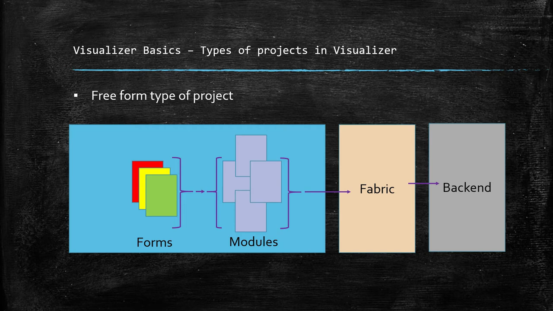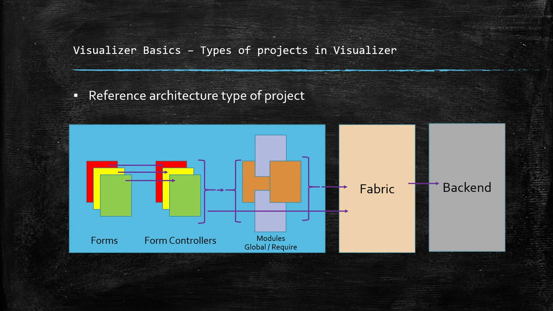So this is about the free-form type of project which you can build using Visualizer. The second type of project that you can build using Visualizer is called a reference architecture type of project. Here is how the code in the reference architecture type of project is organized.